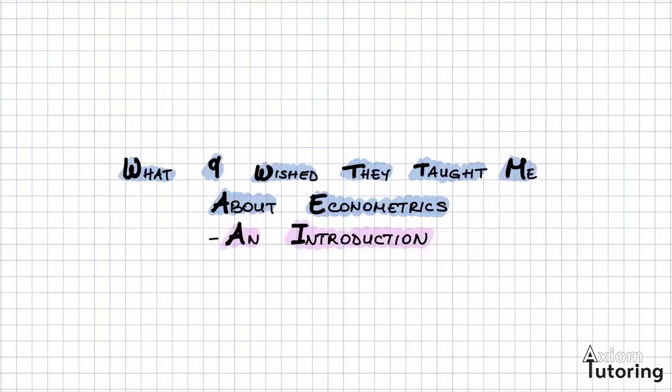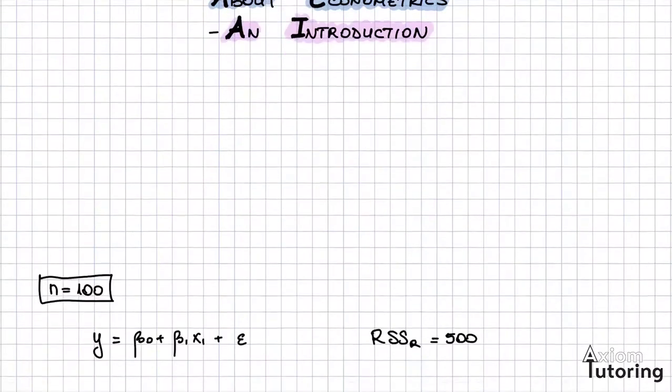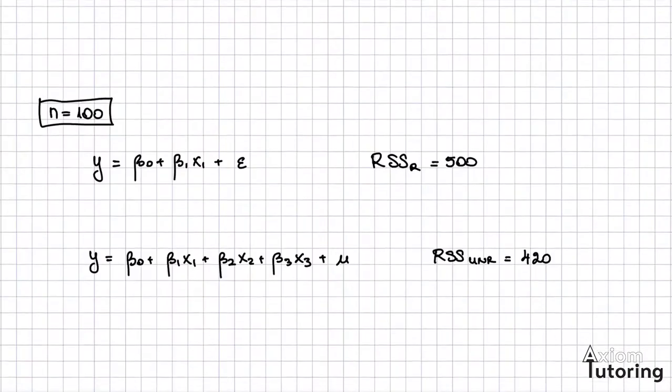In this video, we'll see an application of the new F-test formula that we have discovered for model comparison. So let's start by looking at the models. We're going to have a sample of 100 observations, which is going to apply to both regressions, the simple and the more complex one. We have the restricted model, the simple model, which is just y equals beta null plus beta 1 x1 plus epsilon. And the residual sum of squares, let's assume, after running the regression, is 500.